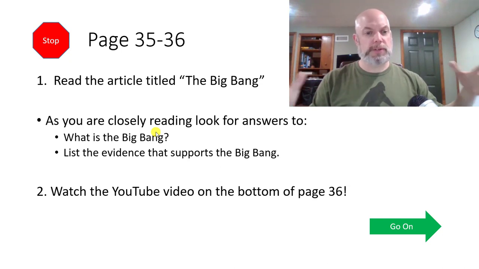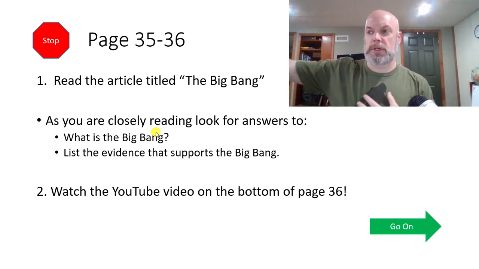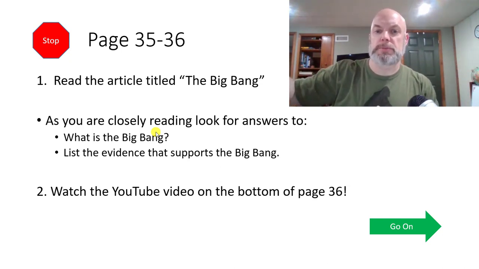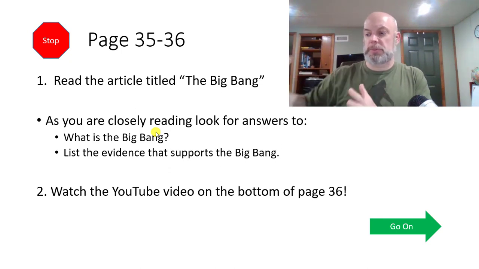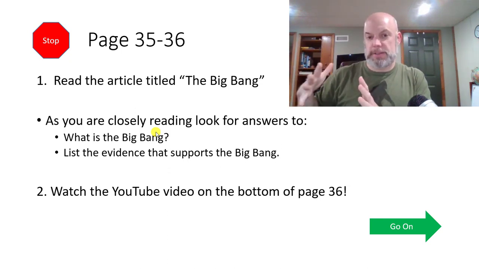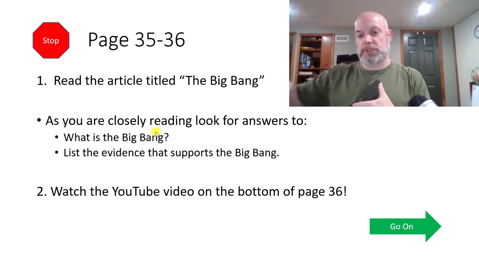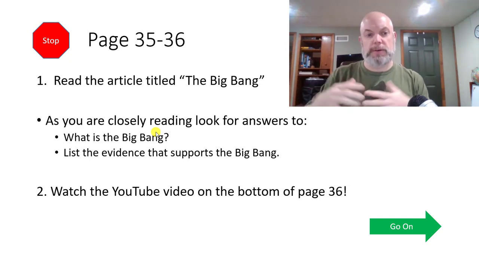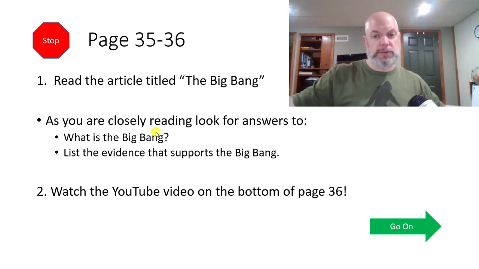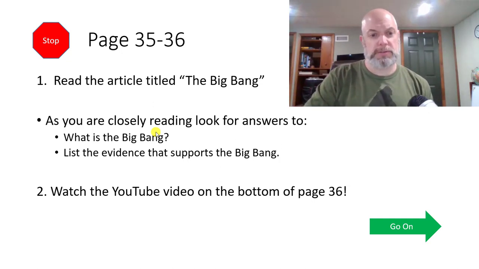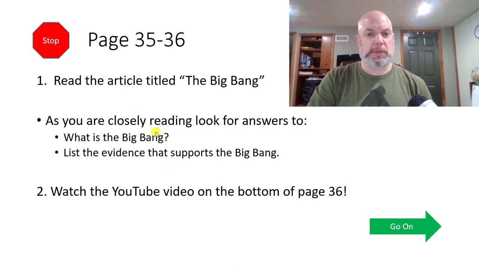It's really the cosmological redshift. As those photons are traveling through space, they're actually stretched out because space itself is expanding. And so they're shifted towards the red, and that's how we know that the universe is expanding. So that's just one of the pieces of evidence. So you're going to look up a few more. You're going to read about a few more pieces of evidence for the Big Bang Theory.